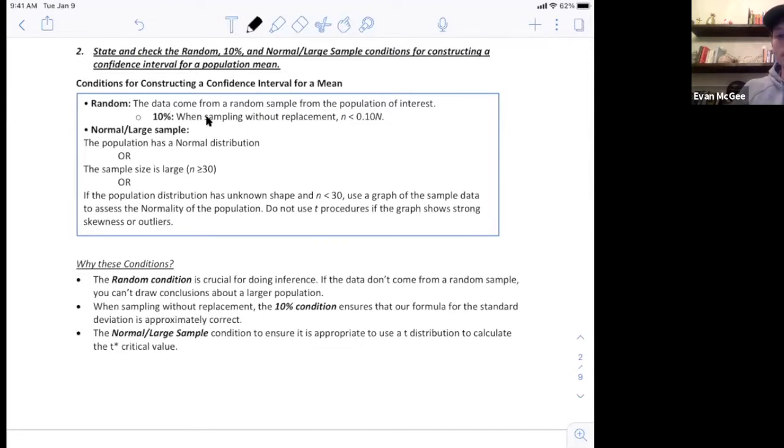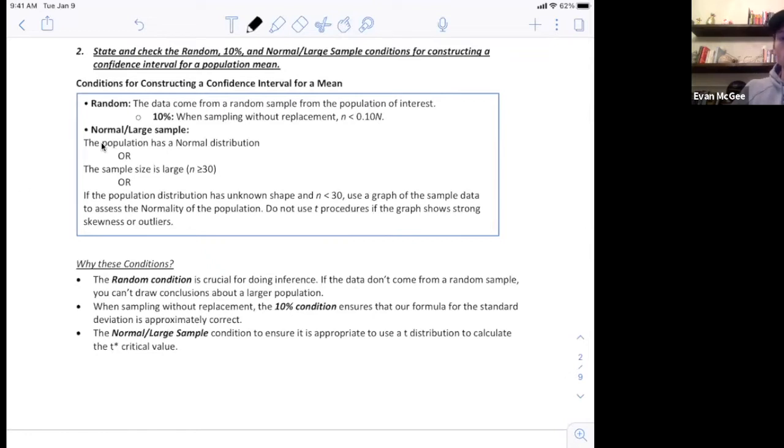Then if they're sampling without replacement, which generally we are, we have to make sure the 10% condition is met. This allows us to ensure that our formula for the standard deviation is approximately correct. The large normal sample is where we have a little bit of difference when we're estimating a mean. For population proportions, you just check the large counts, 10 successes, 10 failures.